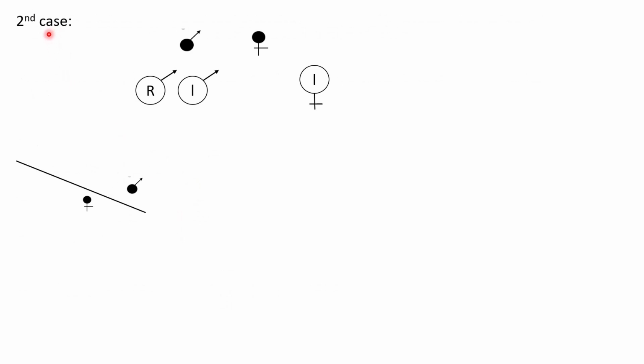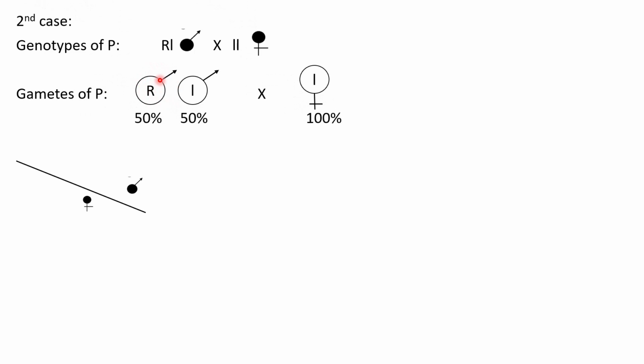In the second case, for the same couple, since I don't know whether the father is pure or hybrid, we're going to consider that the father is heterozygous Rl. He is right-handed, so he has at least one R allele, and maybe he has the small l left-handed allele, but it is masked in his phenotype. The mother again is ll. The father is going to give two kinds of gametes: half carry R and half carry l. The mother gives only one kind of gamete, l, 100%.